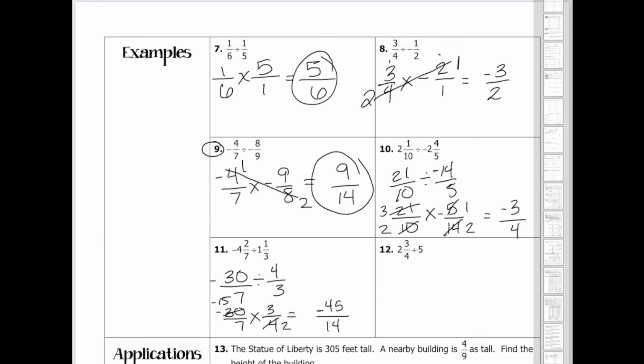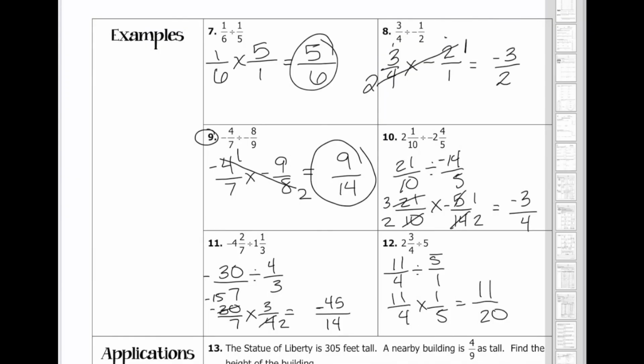All right, give number 12 a try, and the video pause here. Give it a try, and we'll be back on with the solution. So here's a solution to number 12. 2 3/4 as an improper fraction is 11/4. And 5 is actually, as a whole number, we just place it above 1 to show that it's an equivalent fraction. 5 divided by 1 is 5, so that's how we write a whole number. And then we change it to multiplication of the reciprocal, and we get 11/20.